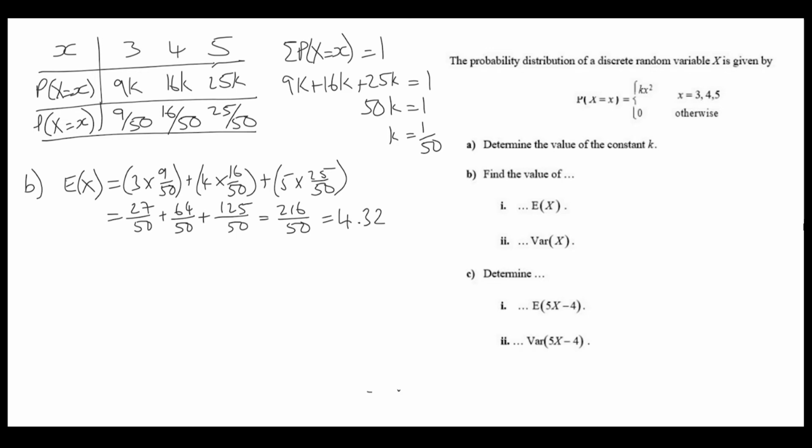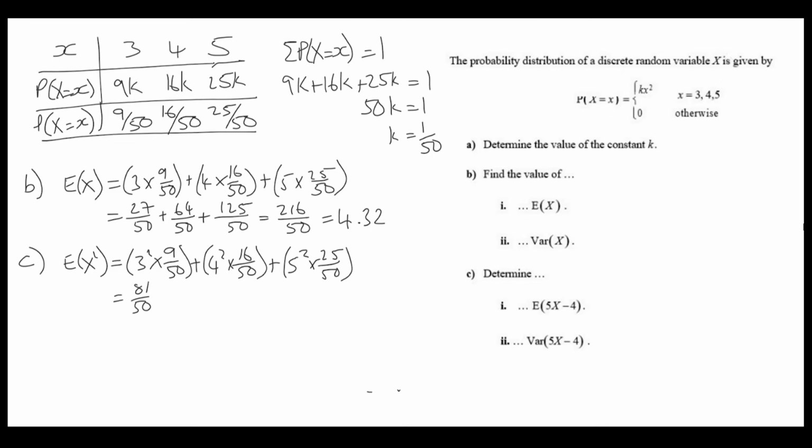Next, we're asked to find the variance of x. The first step for the variance of x is to find the expectation of x squared. It's a very similar calculation. On your calculator, you would really just go back to the previous line of working and add a squared to the 3, the 4, and the 5. It's x squared times the associated probability. As we work each of these out, we get a value for the expectation of x squared of 962 over 50.